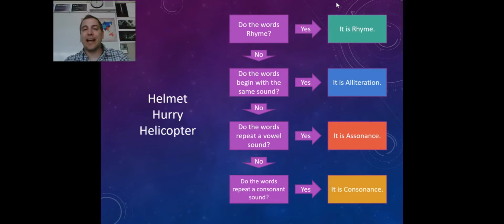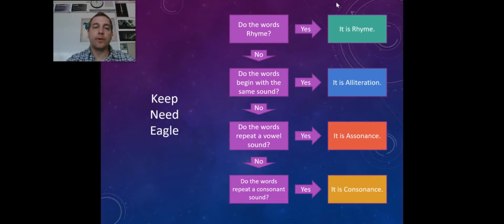Now, helmet, hurry, and helicopter. Do these words rhyme? No. Do they begin with the same sound? Yes, they do. This is alliteration. Now, if we were to say keep, need, and eagle, do they rhyme? No. Do they begin with the same sound? Nope. This one begins with K. This one begins with N. This one begins with the E sound. Do they repeat a vowel sound? Yes, they do. That long E sound is in all three words. And so this is assonance. And so here's the next one. Ground, found, and sound. Do these words rhyme?